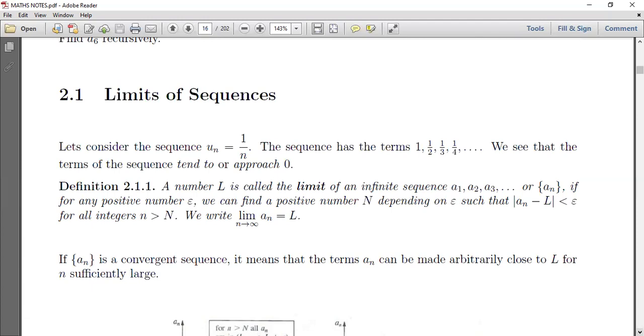Let's now consider un equal to 1 over n, a simple sequence like this. This sequence can be easily written as this, because when n is 1, that's 1, when n is 2, 1 over 2, when n is 3, 1 over 3, when n is 4, 1 over 4. So it can be written as 1 half, 1/3, 1 over 4, 1 over 5, 1 over 6.